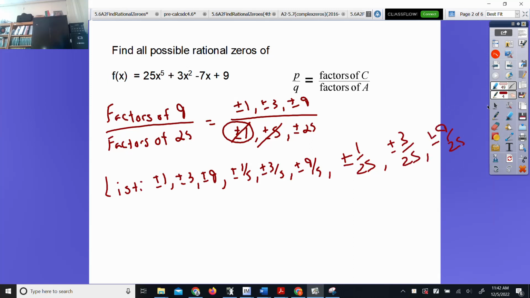So if this thing has a rational zero, it's in that list. And that's a big deal. It's an if it has. It's in that list.